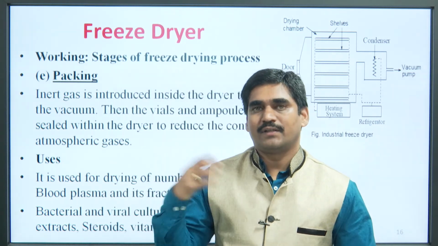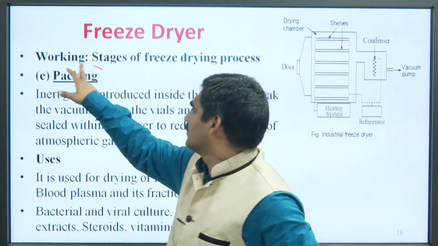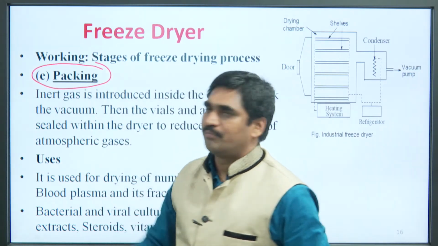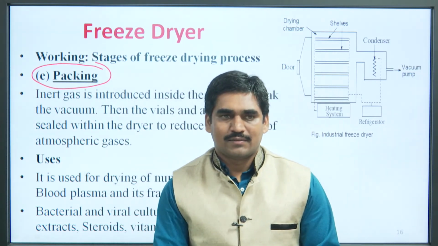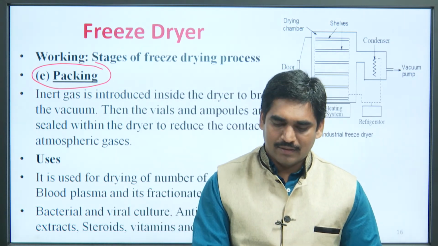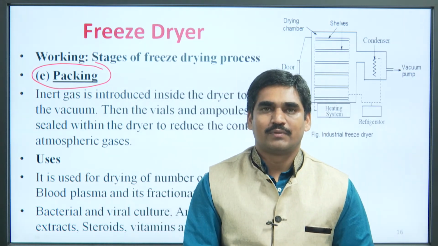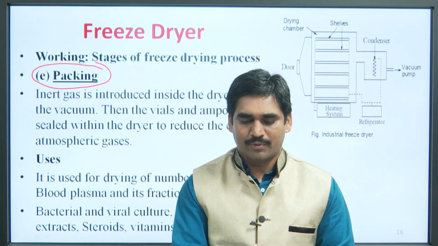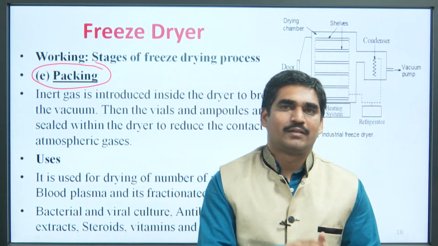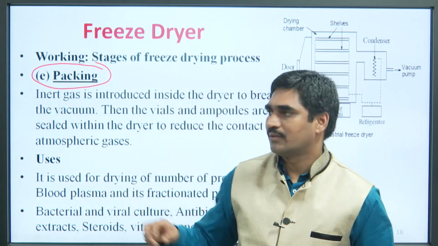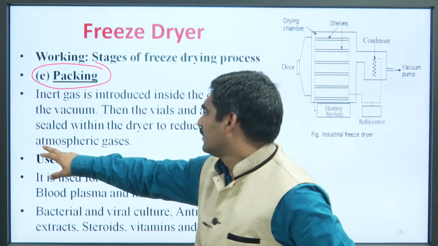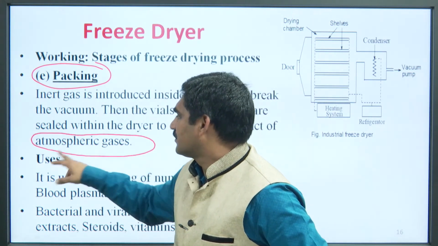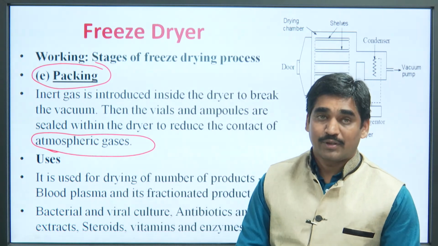Packaging. After the final stages of drying, the last stage is packaging. Inert gas is introduced inside the dryer to break the vacuum. Then the vials and ampoules are sealed within the dryer to reduce the contact of atmospheric gases and to remove the chances of contamination of the product.